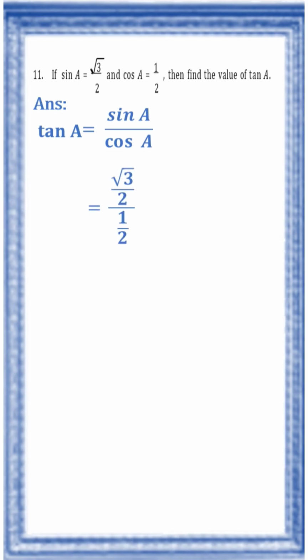If sin A is root 3 by 2 and cos A is 1 by 2, then find the value of tan A. We know that tan A is equal to sin A by cos A. Let us substitute the values. Sin A is root 3 by 2 and cos A is 1 by 2. Here 2 and 2 get cancelled, isn't it? So the answer is root 3. So tan A is equal to root 3.